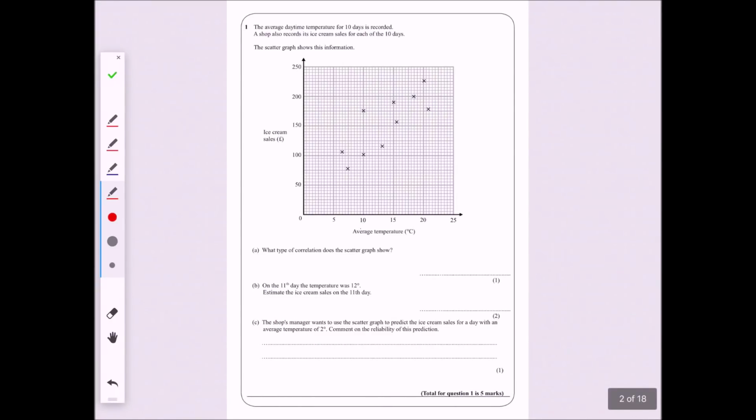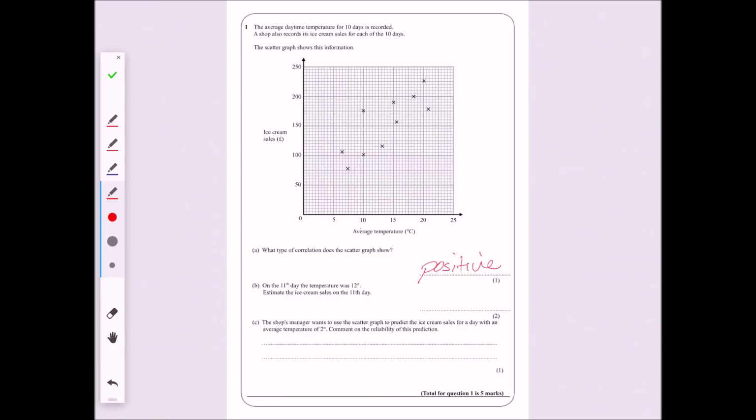Question 1. The average daytime temperature for 10 days is recorded. A shop also records its ice cream sales for each of those 10 days, and it's shown on the scatter graph. What type of correlation is this? Well, correlation is either positive or negative. This is all going up from the bottom left to the top right, so this is a positive correlation.